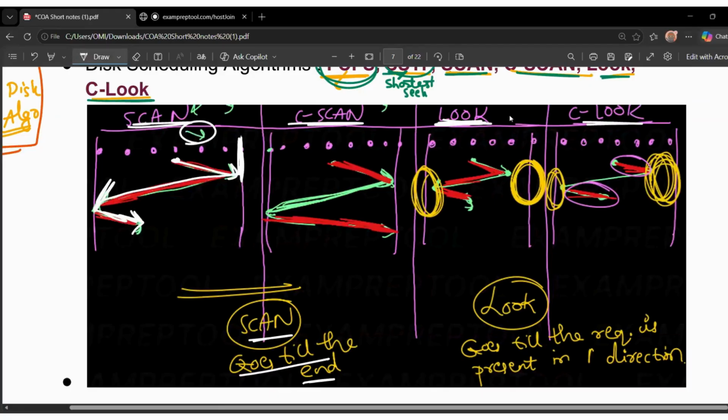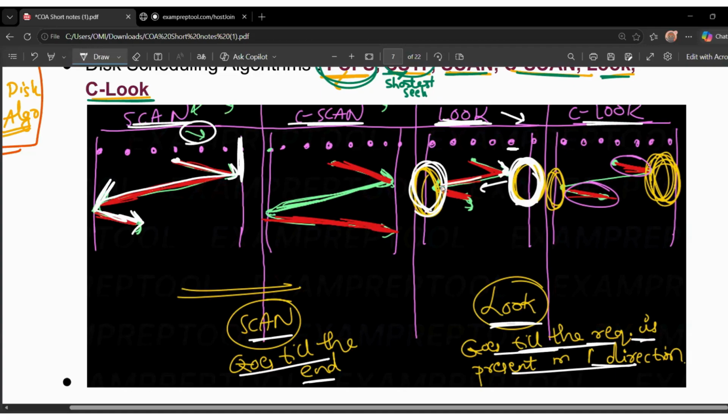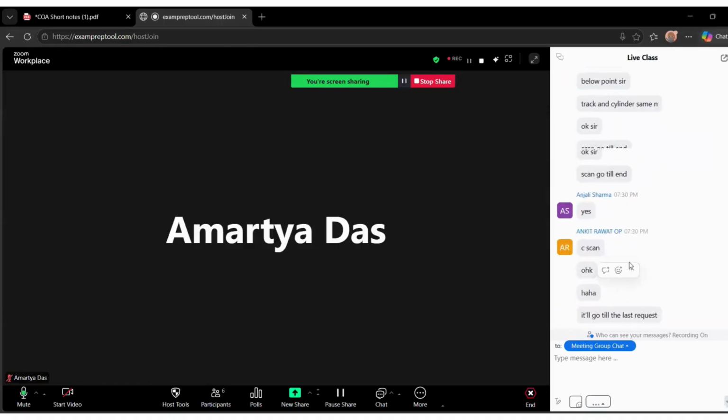So see, look here. If this is the movement, we are not doing this extra thing to go till the end, right? In the look it goes till the required request is present in the direction. So we are not going till the end, but here itself, if this is the last request, we change the direction. We change the movement of our request. So that is the look. It will go till the last request.